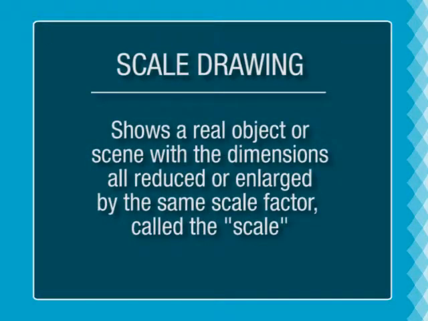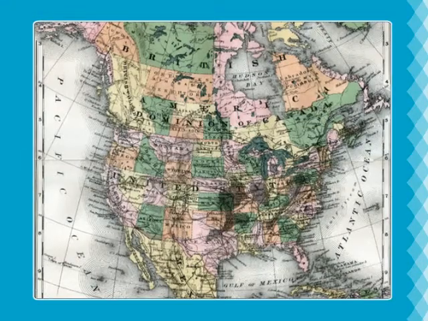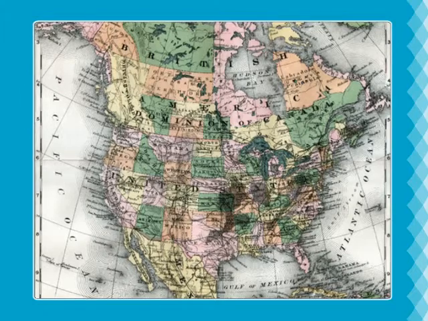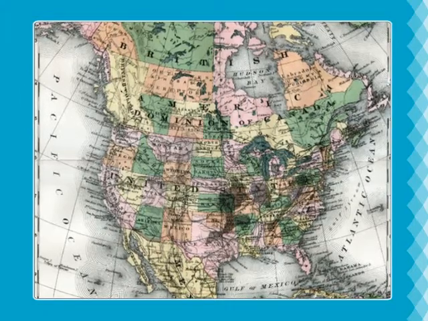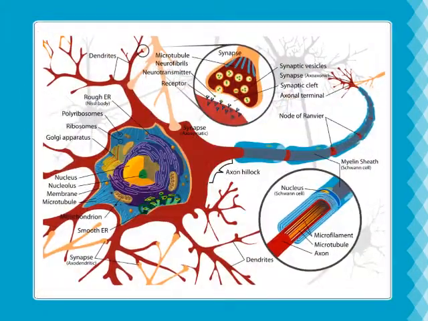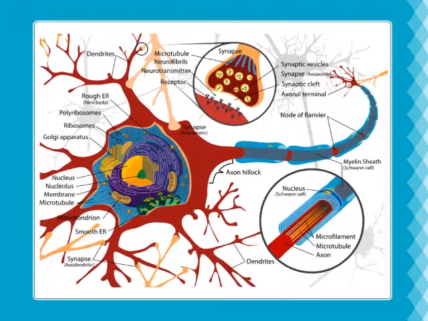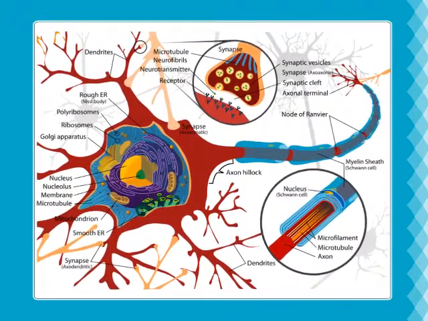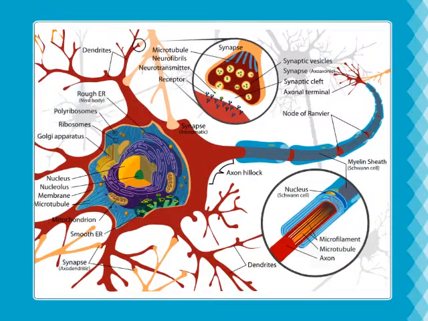A scale drawing shows a real object or scene with the dimensions all reduced or enlarged by the same scale factor, called the scale. Scale drawings and models are useful for representing objects that are either too large or too small to be observed directly. For example, a scale map of the United States can fit on a piece of paper small enough to fit in your pocket. A scale drawing of a human brain cell can be made large enough to show features that are too small to see, even with a microscope.